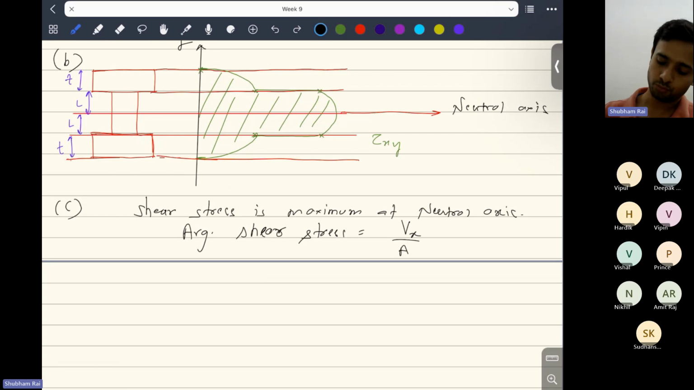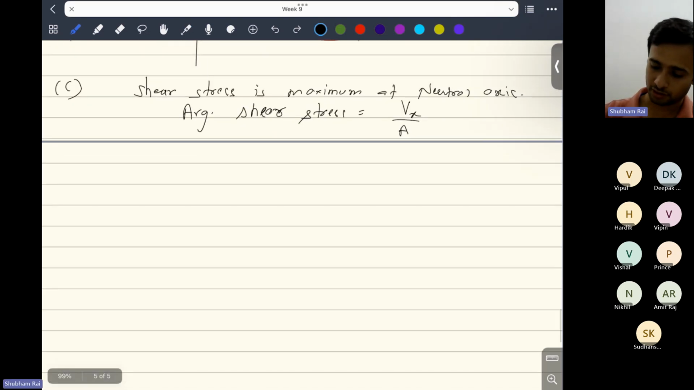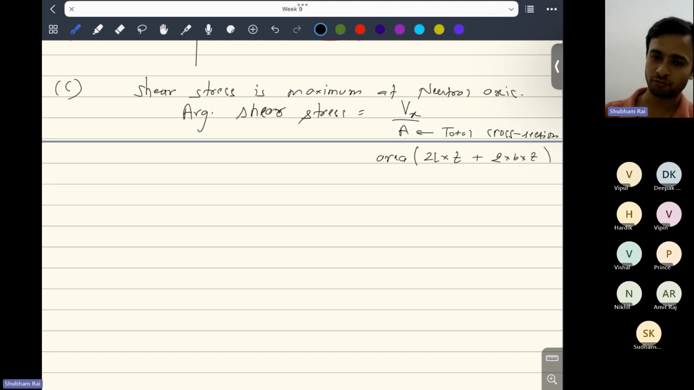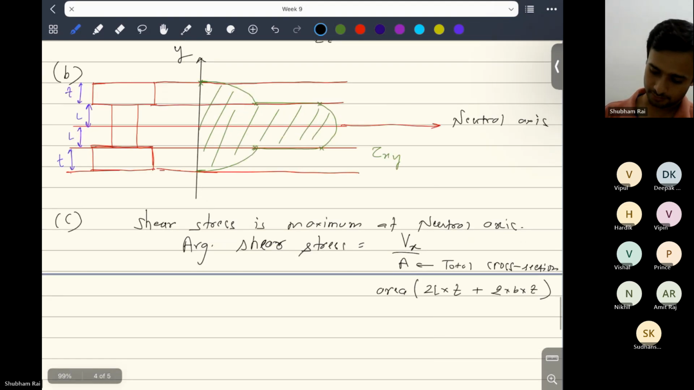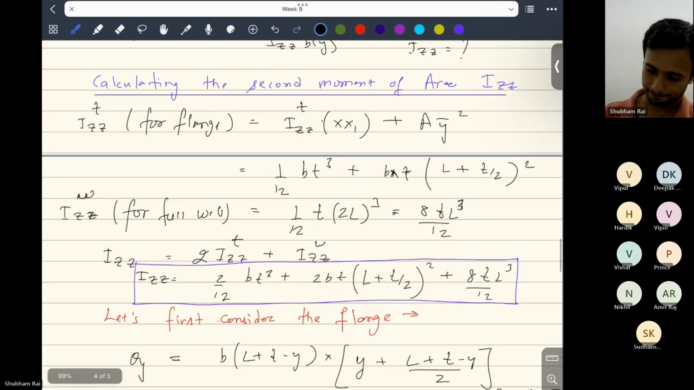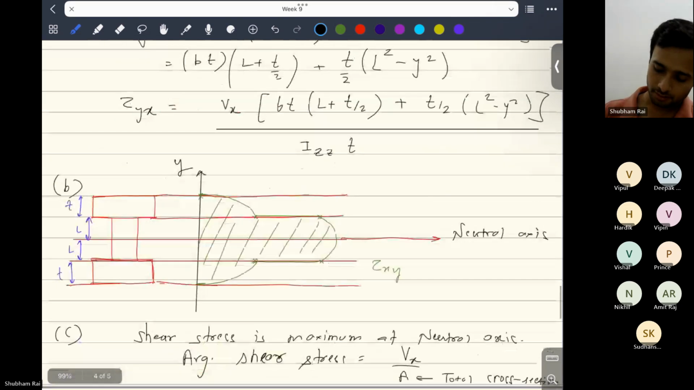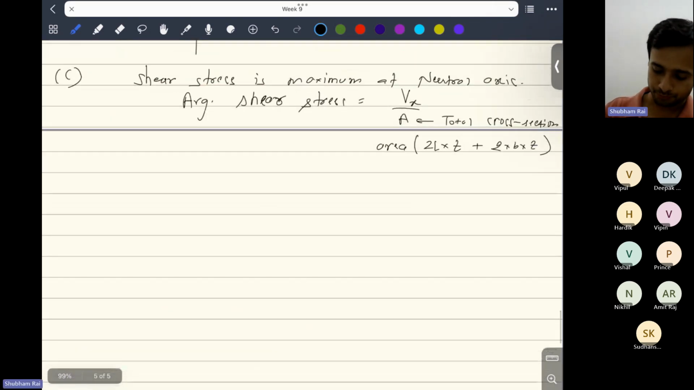Let me move to problem 2, and this is the total area of the cross section. That you can simply find out. So that is 2L into T, that is the area of the web, plus 2 into B into T, that is the area of two flanges. Now let me move to problem 2.